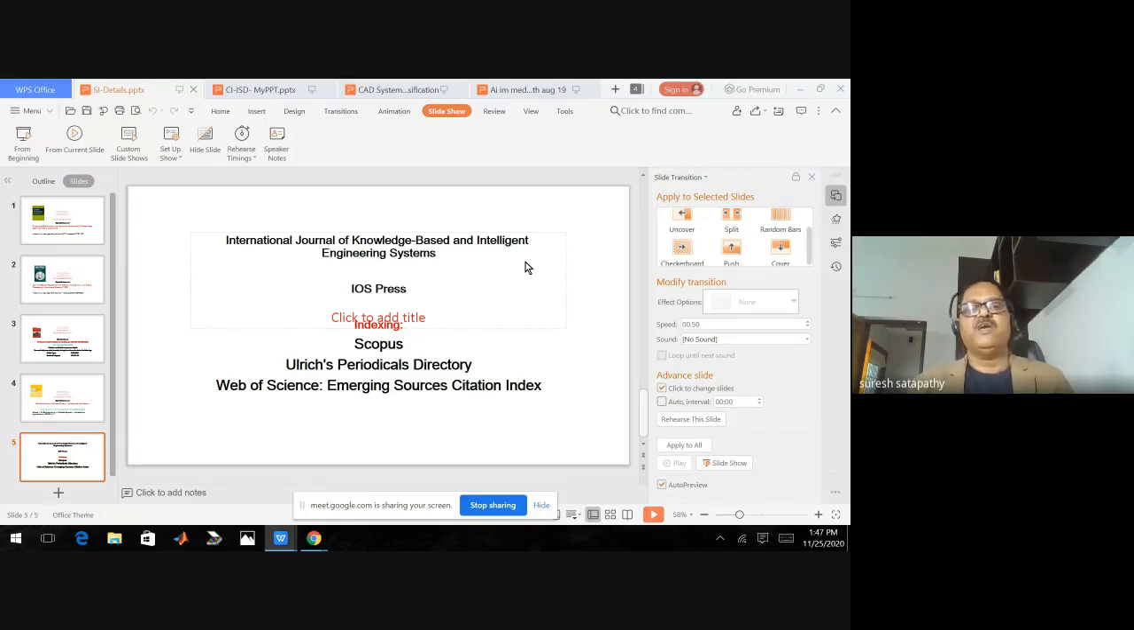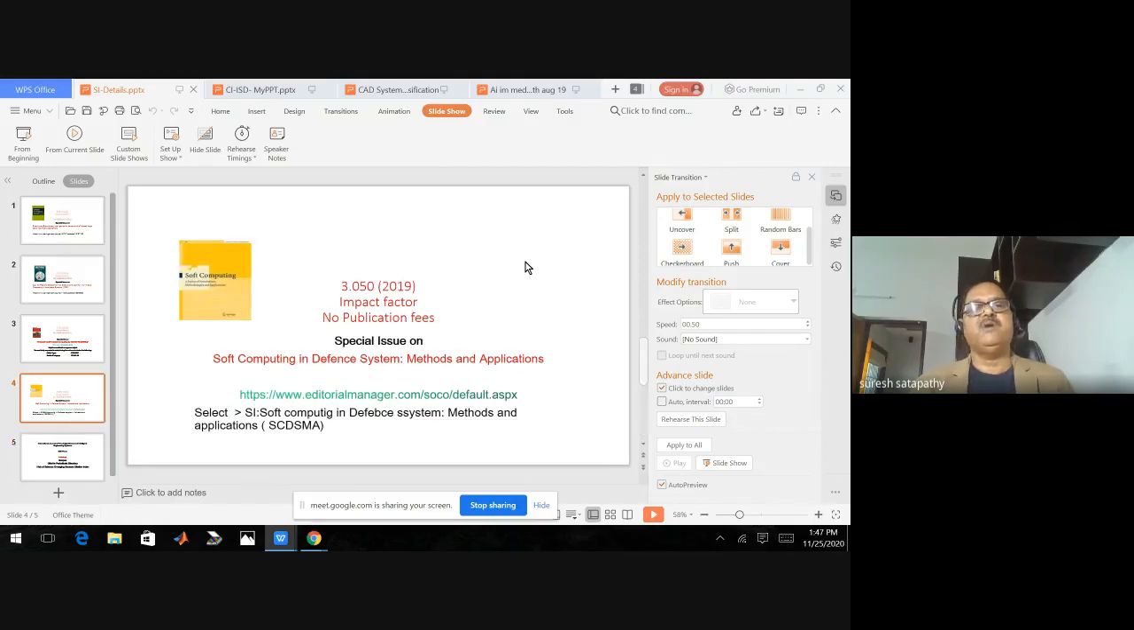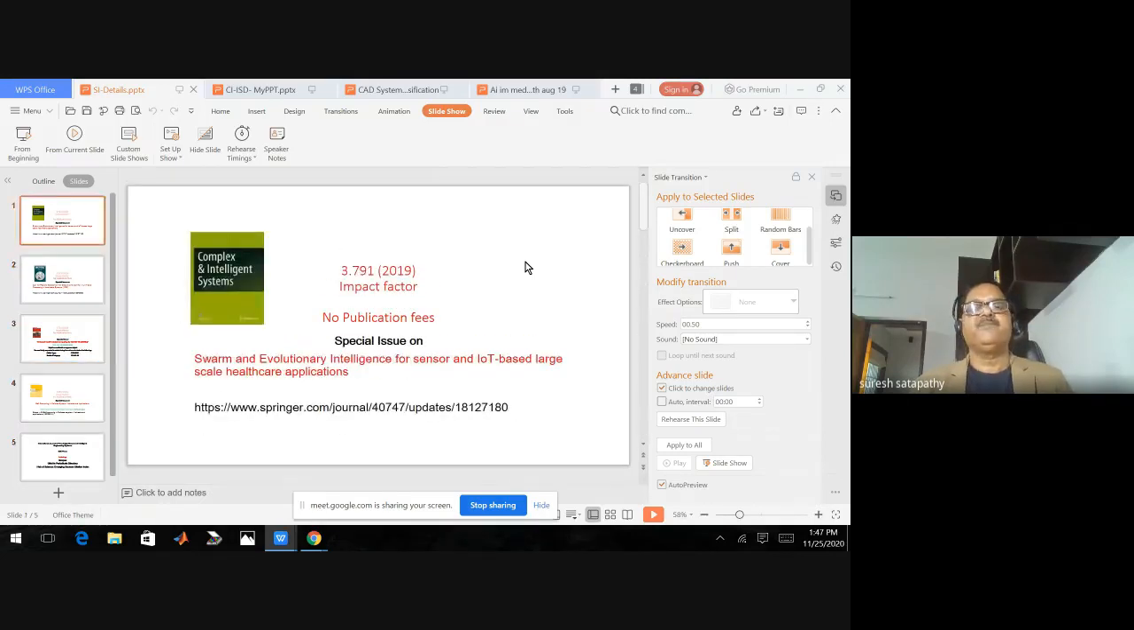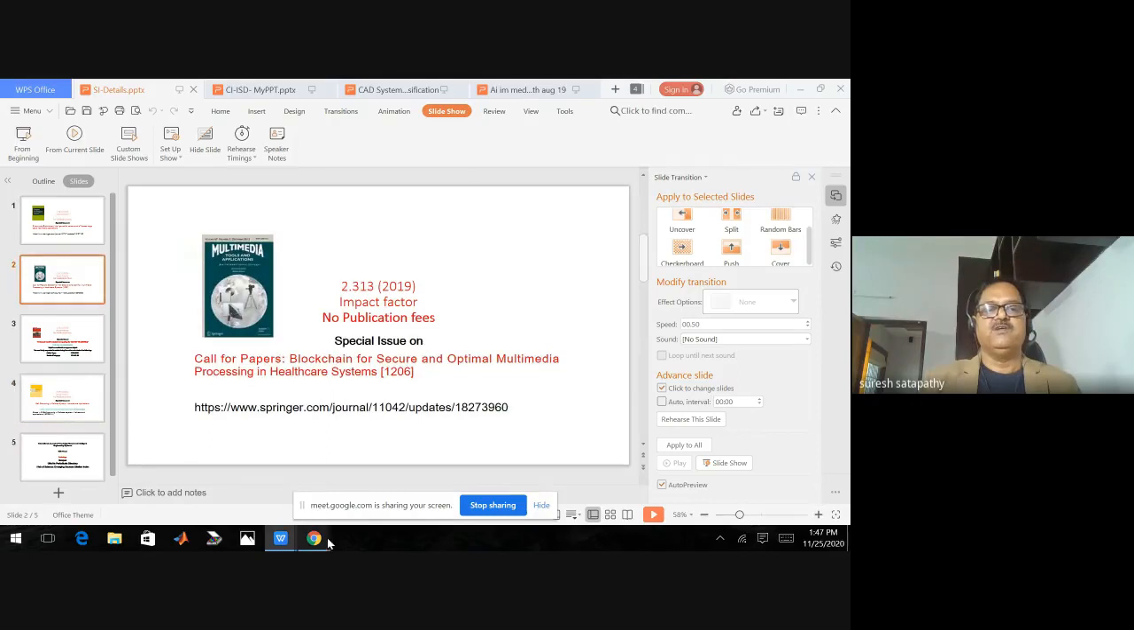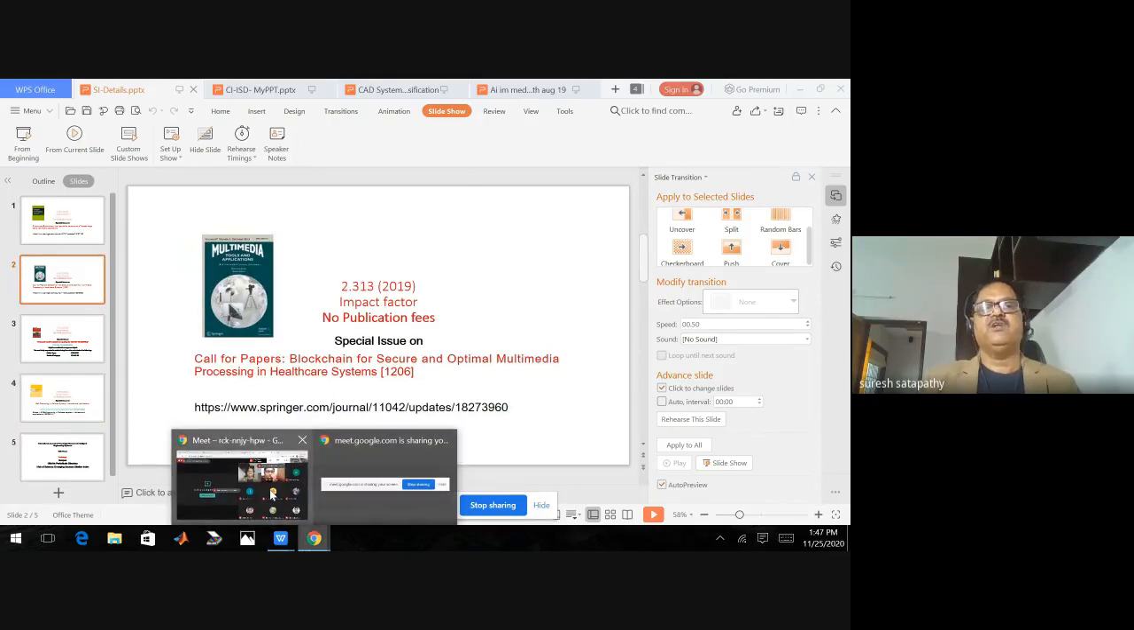So these 5 journals I thought I'd share with you, although I have another 4 or 5 journals, but these 5 will be very helpful. These are all SCI impact factor journals. All are free, nothing to pay. If you are interested, you can submit. So with this, I would like to conclude.